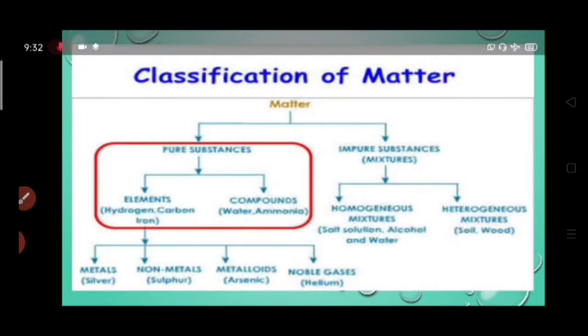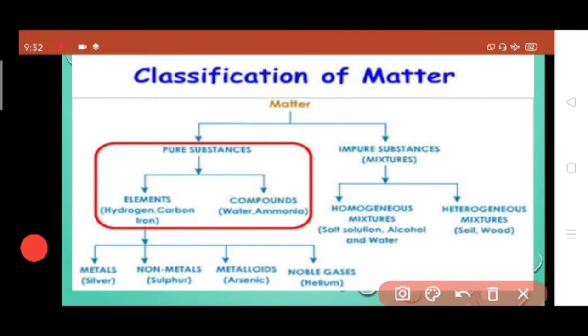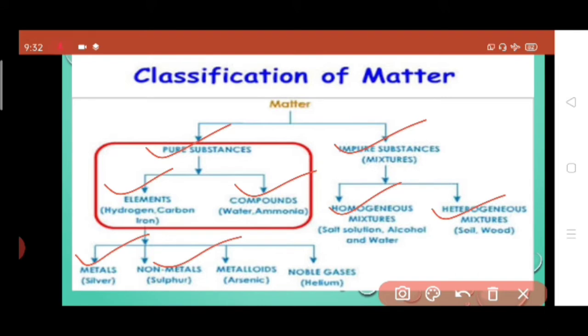But before entering it, let's see the classification of matter once again. Matter is classified into pure substances and impure substances, which are generally known as mixtures. Pure substances are divided into two parts, elements and compounds, and impure substances are divided into homogeneous mixture and heterogeneous mixture. Elements are further divided into four parts, that is metals, non-metals, metalloids and noble gases.